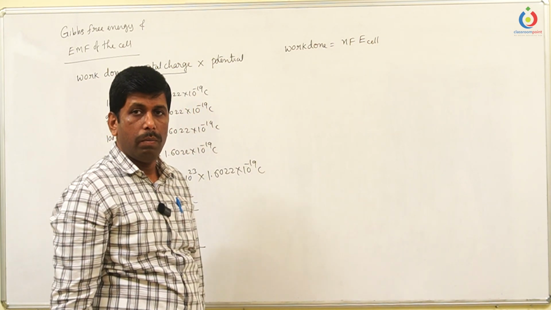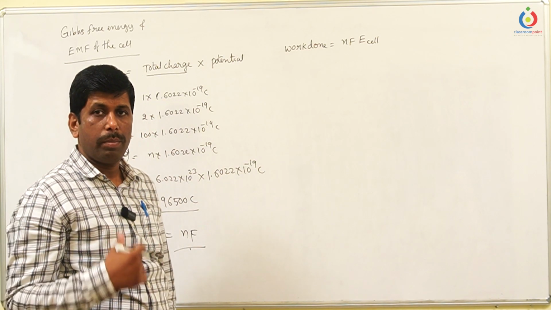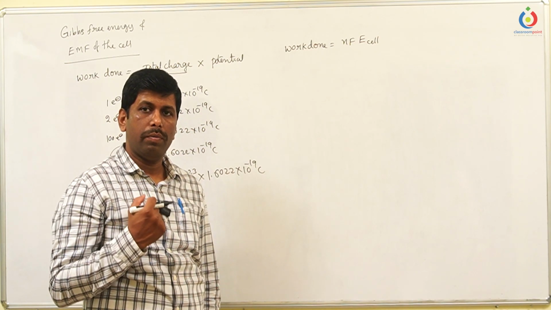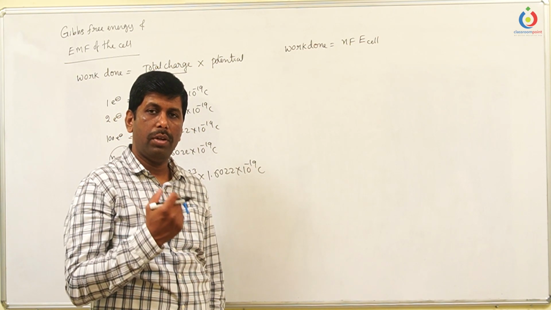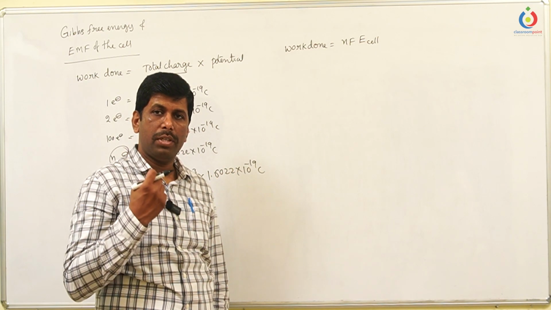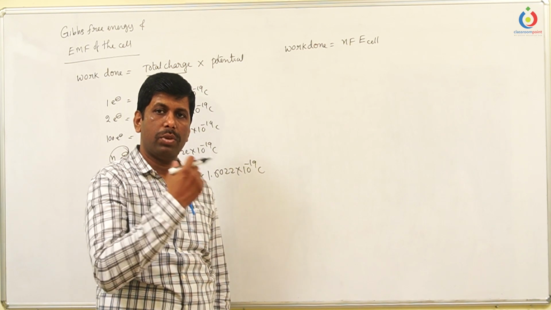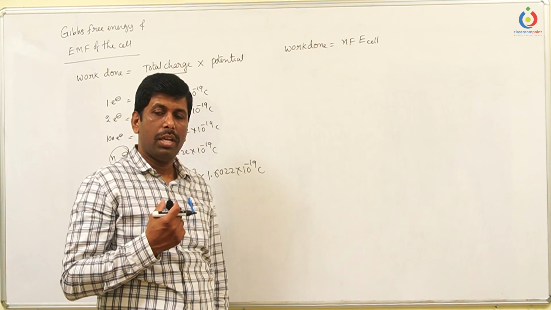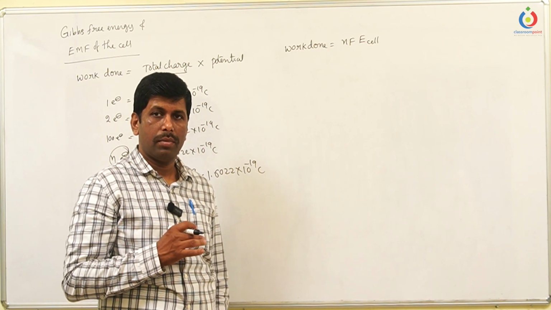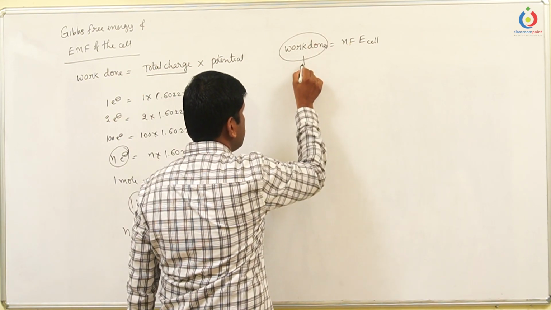But work done is always measured using the Gibbs free energy. That means how is work done? If some energy is available with a particular body, it will use that energy to do the work. If the available energy is more, more work will be done. If available energy is less, less work will be done. So the available energy in a particular body is known as the Gibbs free energy. So here work done can be written as Gibbs free energy.